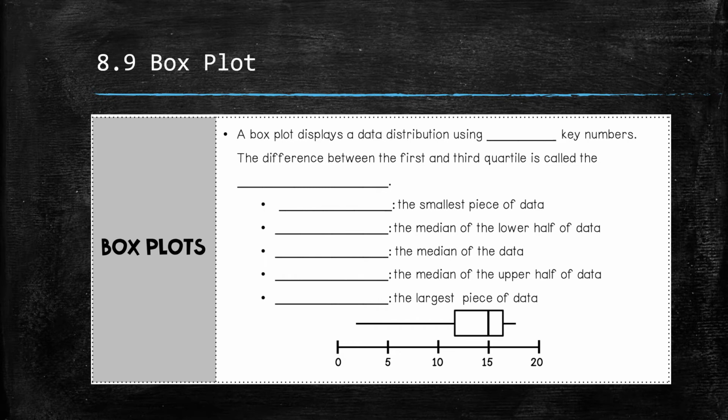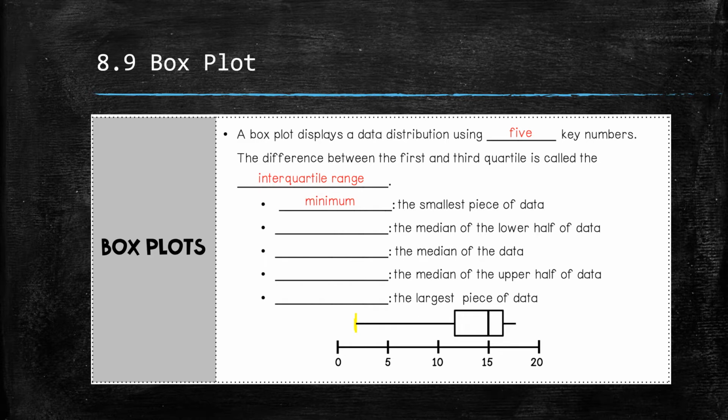A box and whisker plot, or a box plot, represents a data set along a number line, and it uses 5 key numbers. Recall that the difference between the first quartile and the third quartile is called the interquartile range. The smallest piece of data is the minimum, and that is located in my box and whisker plot right here.